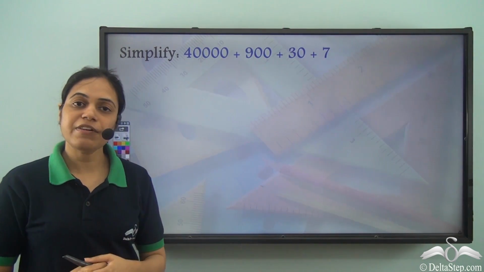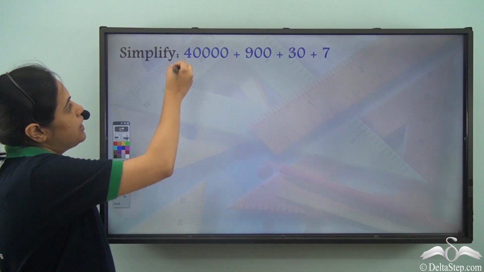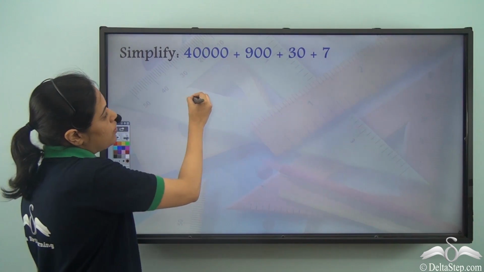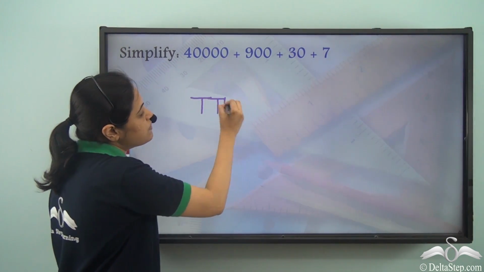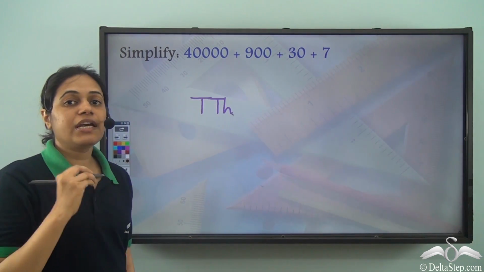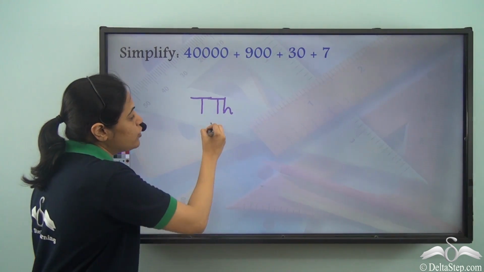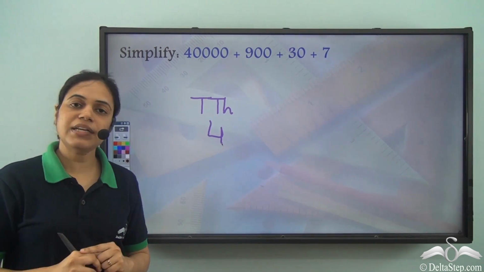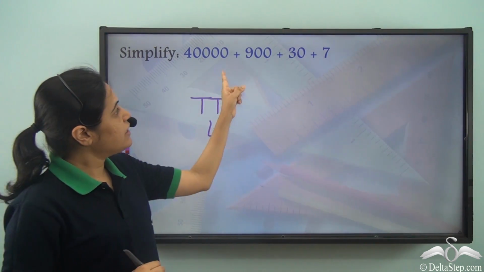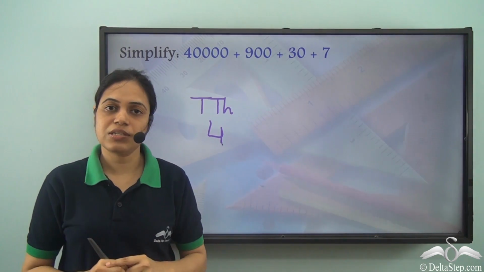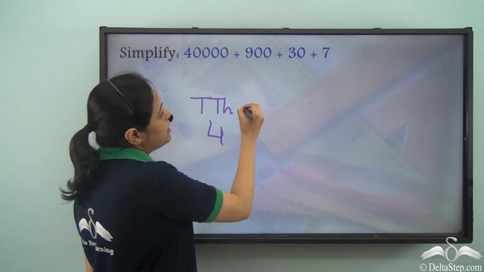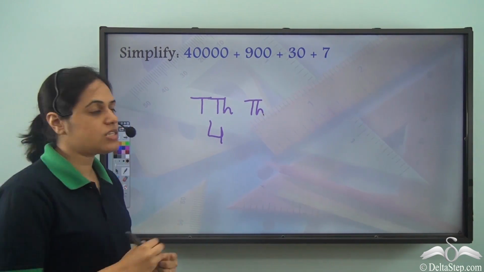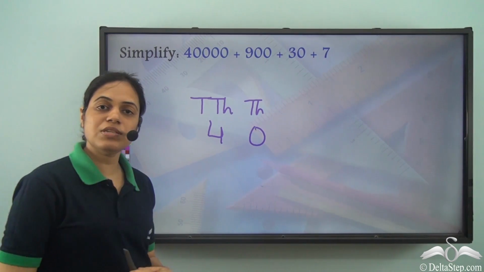Now what is the simplified form of this number? I have 40,000. So 4 into 10,000 will give me 40,000. This means I have 4 in the 10,000s place. Then there are no thousands. After the 10,000s place, I have thousands place. But there are no thousands, which means 0 thousands.